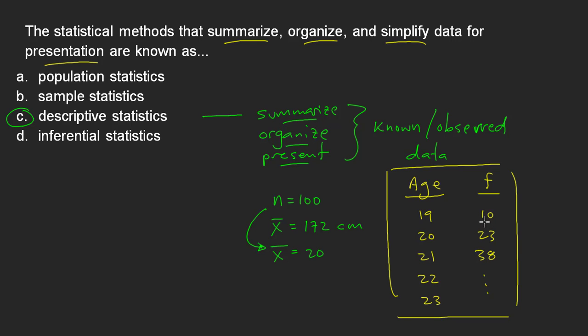With descriptive stats, we deal with what we've actually observed, so our known data, and we summarize, organize, or present it. Graphs also fall into the category of descriptive statistics. So if you create a graph where here are your 19-year-olds and your 20-year-olds and 21 and so on, you're simply organizing and presenting the information in a different way, in a graphical way, more of a visual method of showing the viewer what your findings are. So that is what's happening in this question.